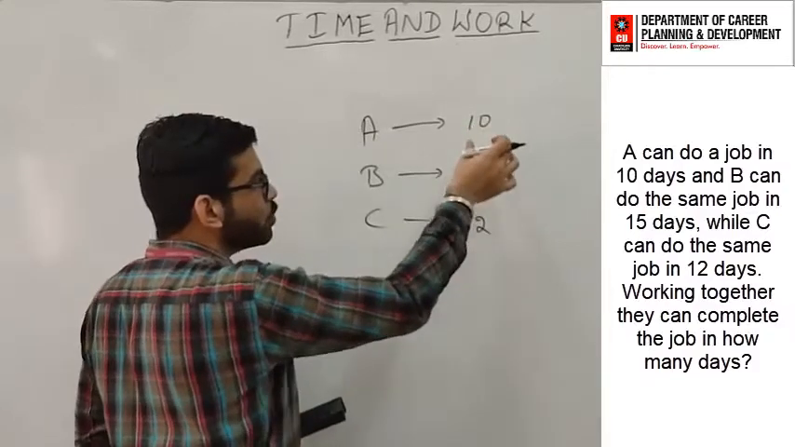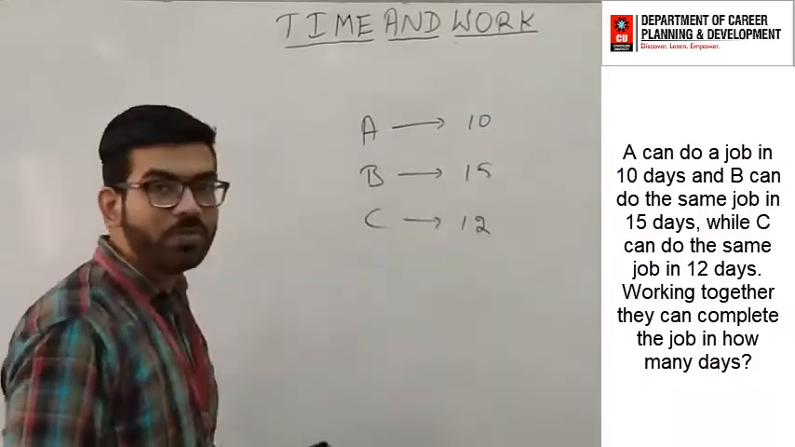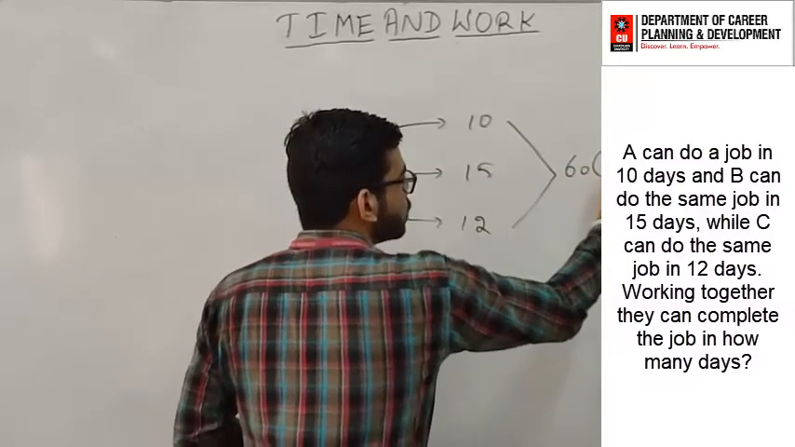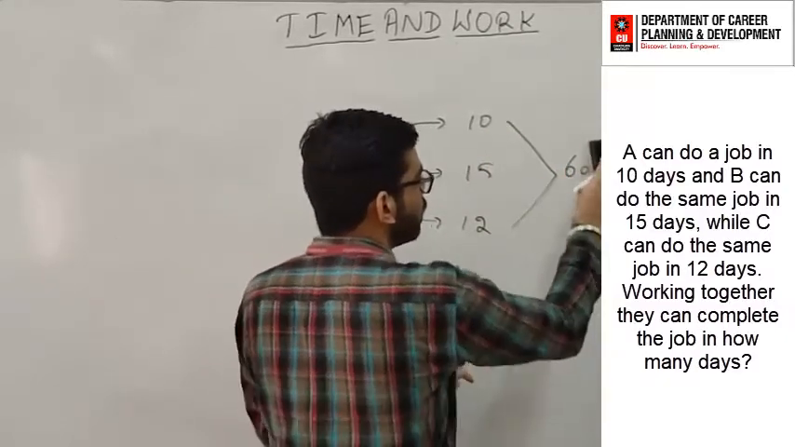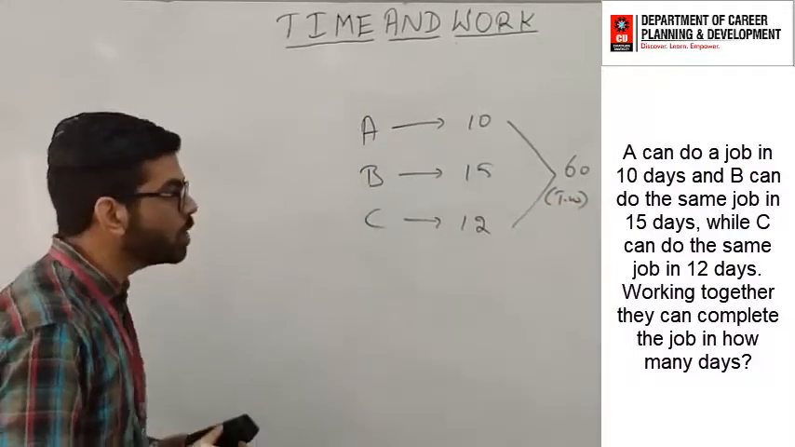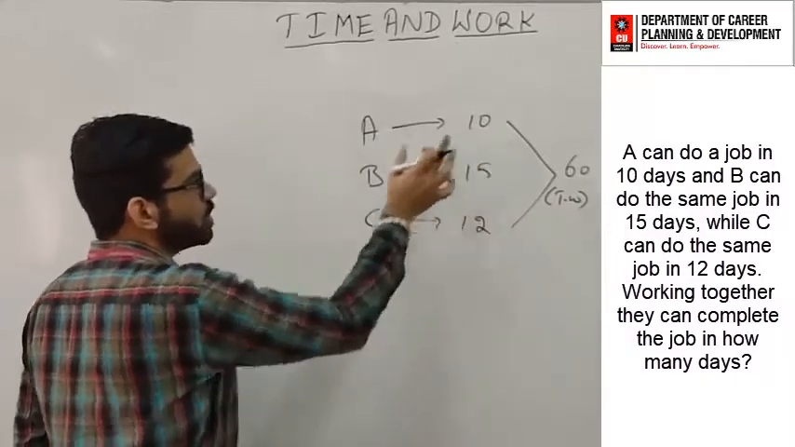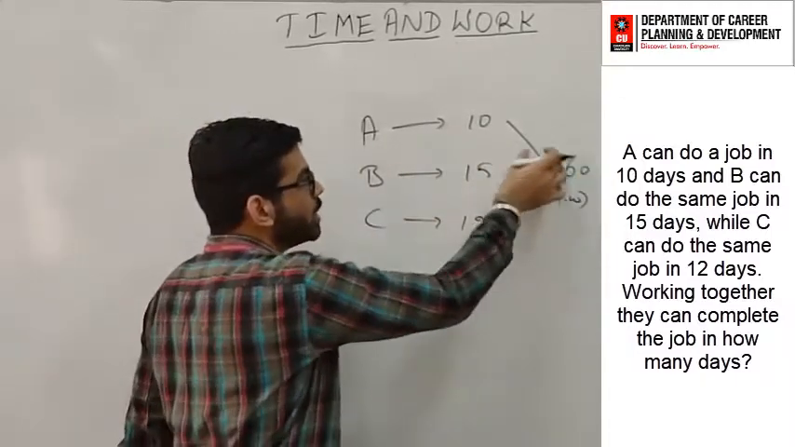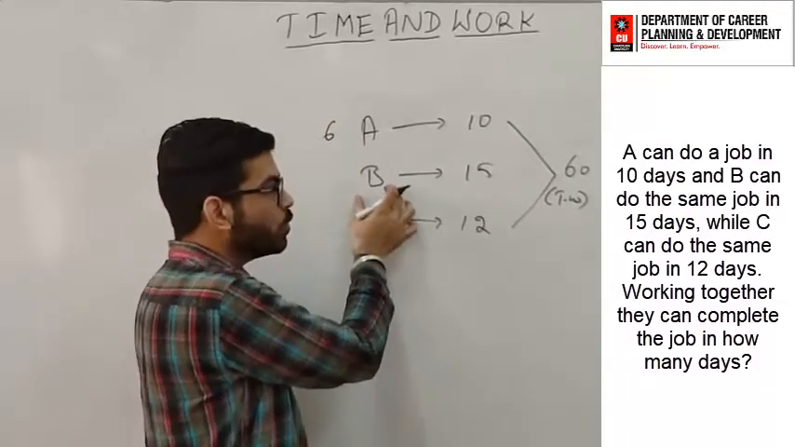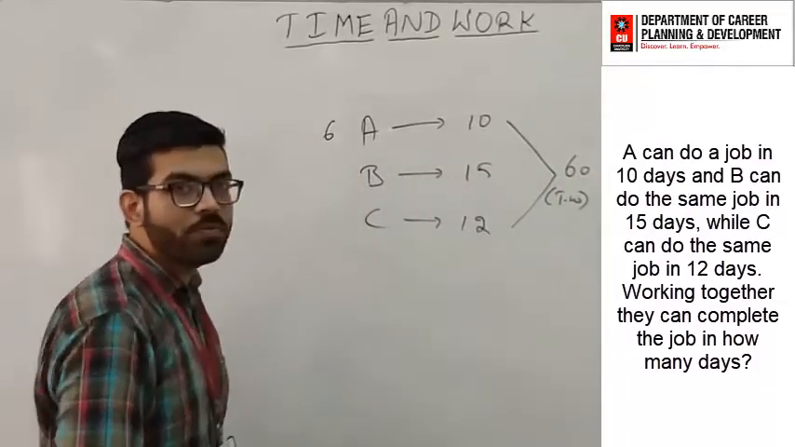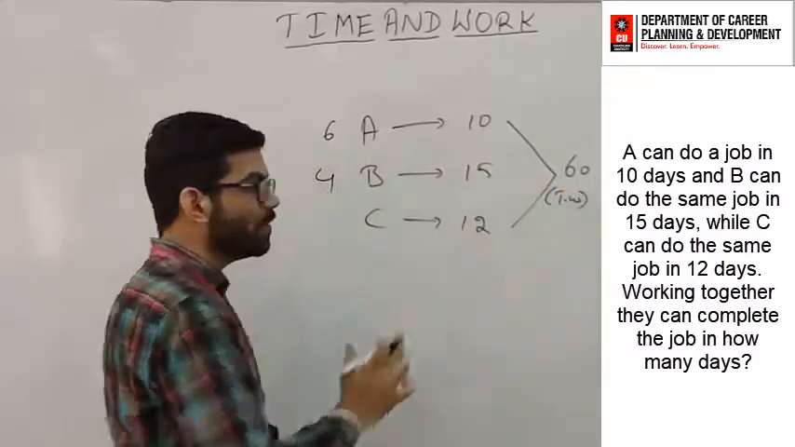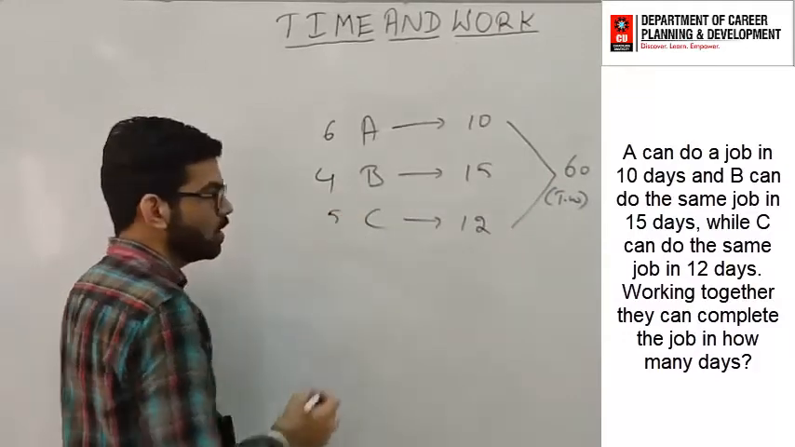The method is the same. The first thing we have to do is take the LCM of 10, 15 and 12, which comes out to be 60. So 60 will be your total work. As 60 is your total work, the efficiency of A comes out to be 60 divided by 10, that is 6. Efficiency of B comes out to be 60 divided by 15, that is 4. Efficiency of C comes out to be 60 divided by 12, that is 5.